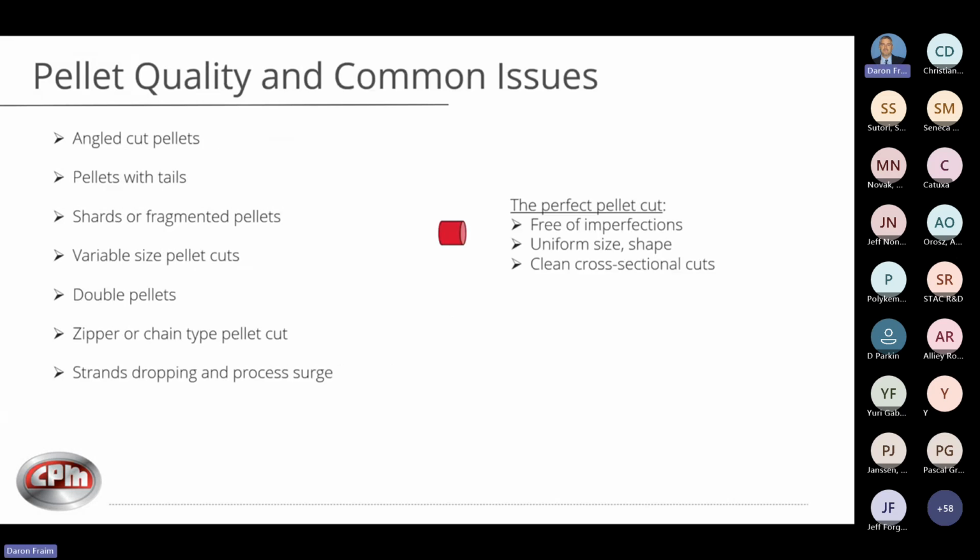So when we look at pellet quality and common issues, you have angled cut pellets, there's tails, there's shards or fragmented. We'll see variable size pellets, double pellets, zipper, chain type. We'll go through these. In a perfect world, this is what the pellet should look like. You want free of imperfections, uniform size, shape, clean cross-sectional cuts. That's not always the case, of course.